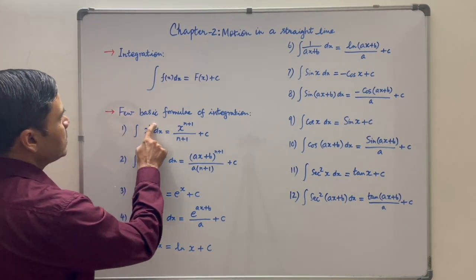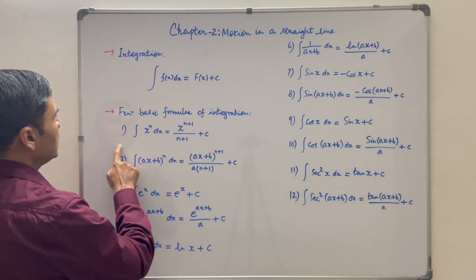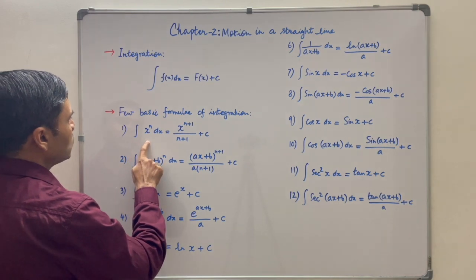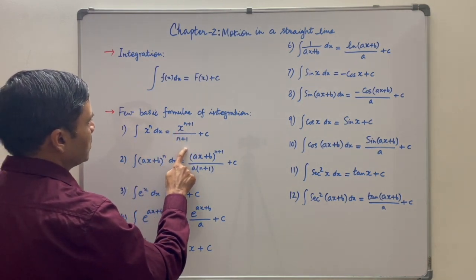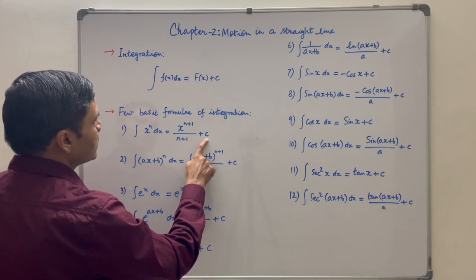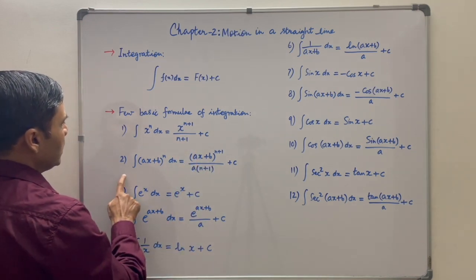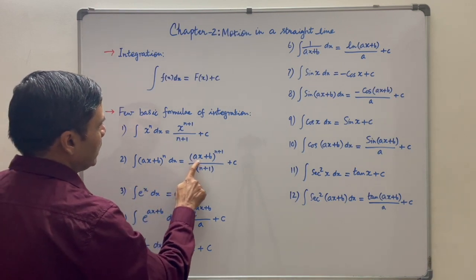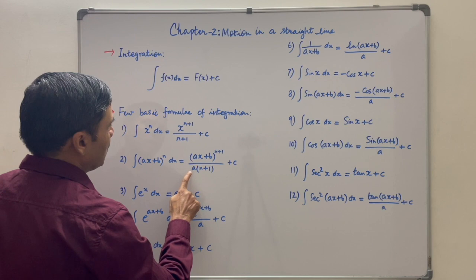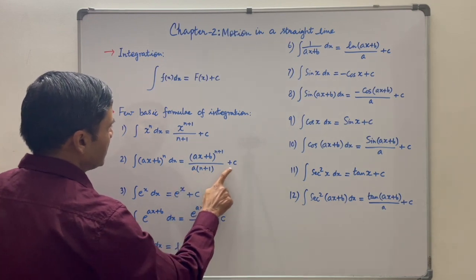Let us see a few basic formulas of integration. First one is integration of x to power n dx. That is equal to x to power n plus 1 upon n plus 1, plus c. C is the constant of integration. Second one, integration of (ax plus b) to power n dx. That is equal to (ax plus b) to power n plus 1 upon a times (n plus 1), plus c.